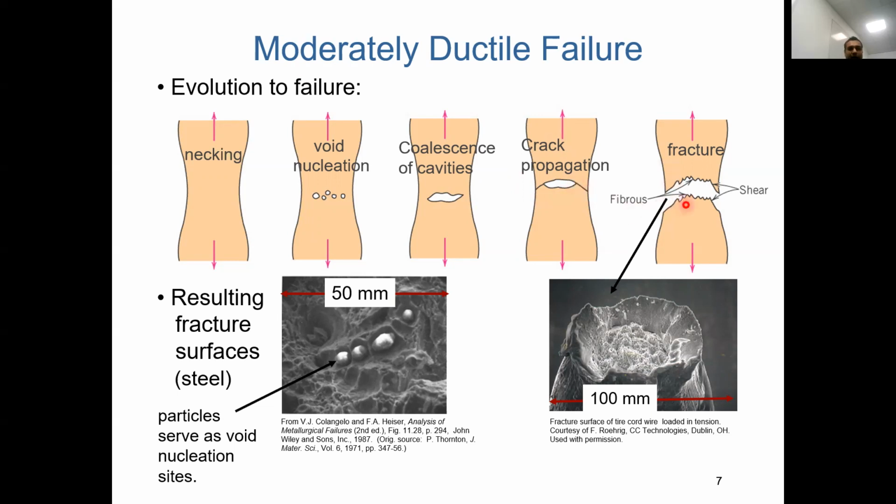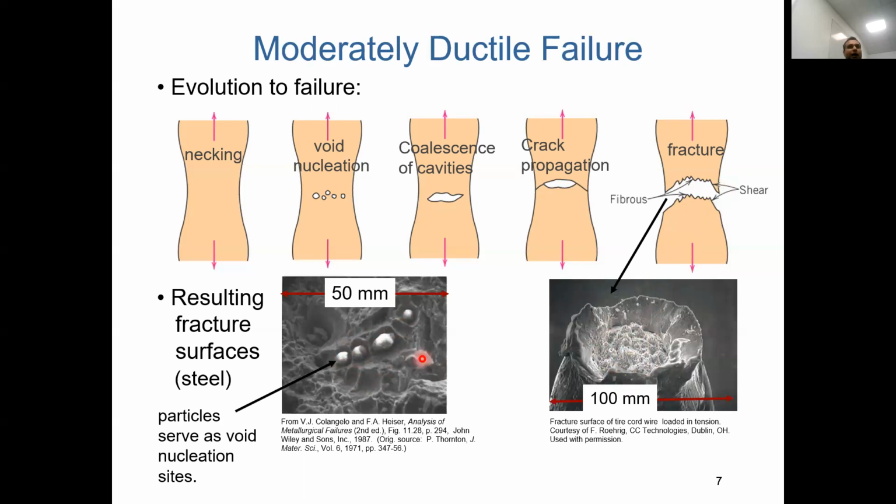In a typical material, you will see a cup and cone failure. So this is a cup on the top, and the bottom one, this one, is a cone. So this is 100 millimeter. It's just a magnified version of that one. If you have a look at this bit, these are the voids. These are the micro voids that have been created.